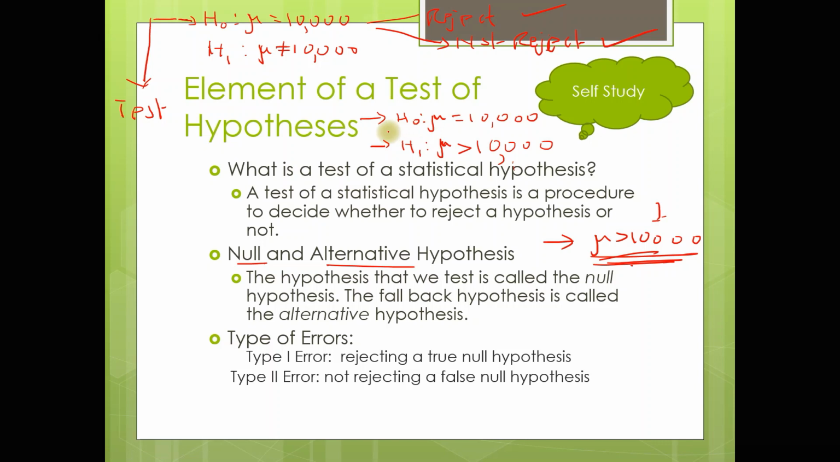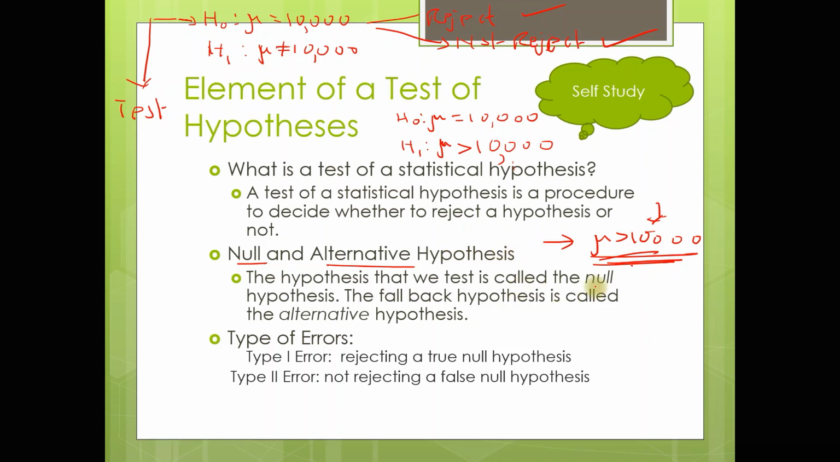But bear in mind, you are now not testing this, even though it is your aim. You are still testing mu equal 10,000. That's what you are testing. And in the end, you will either reject it or have insufficient evidence to reject it. So if you reject, then your claim is satisfied. Otherwise, it's not. But I repeat, you are still testing the null.